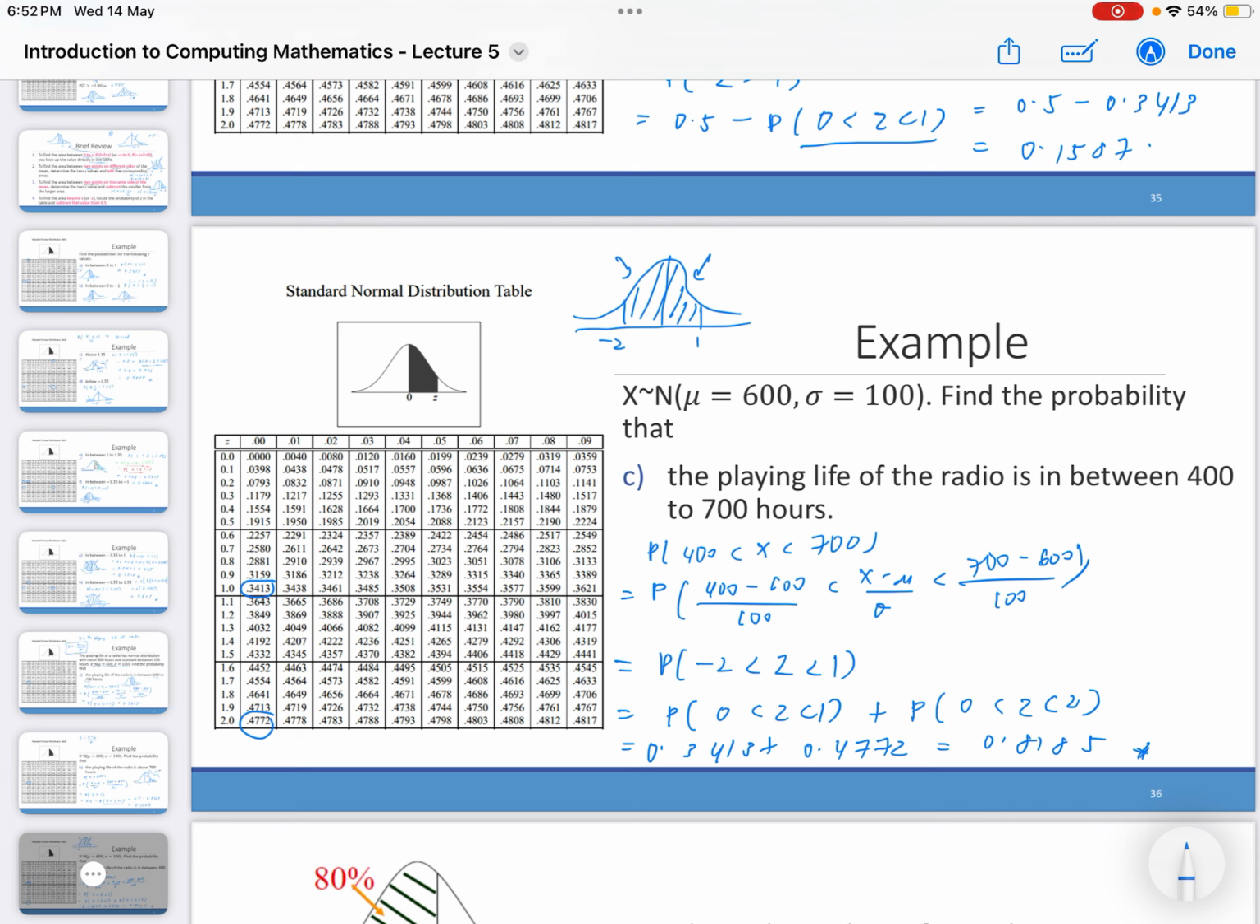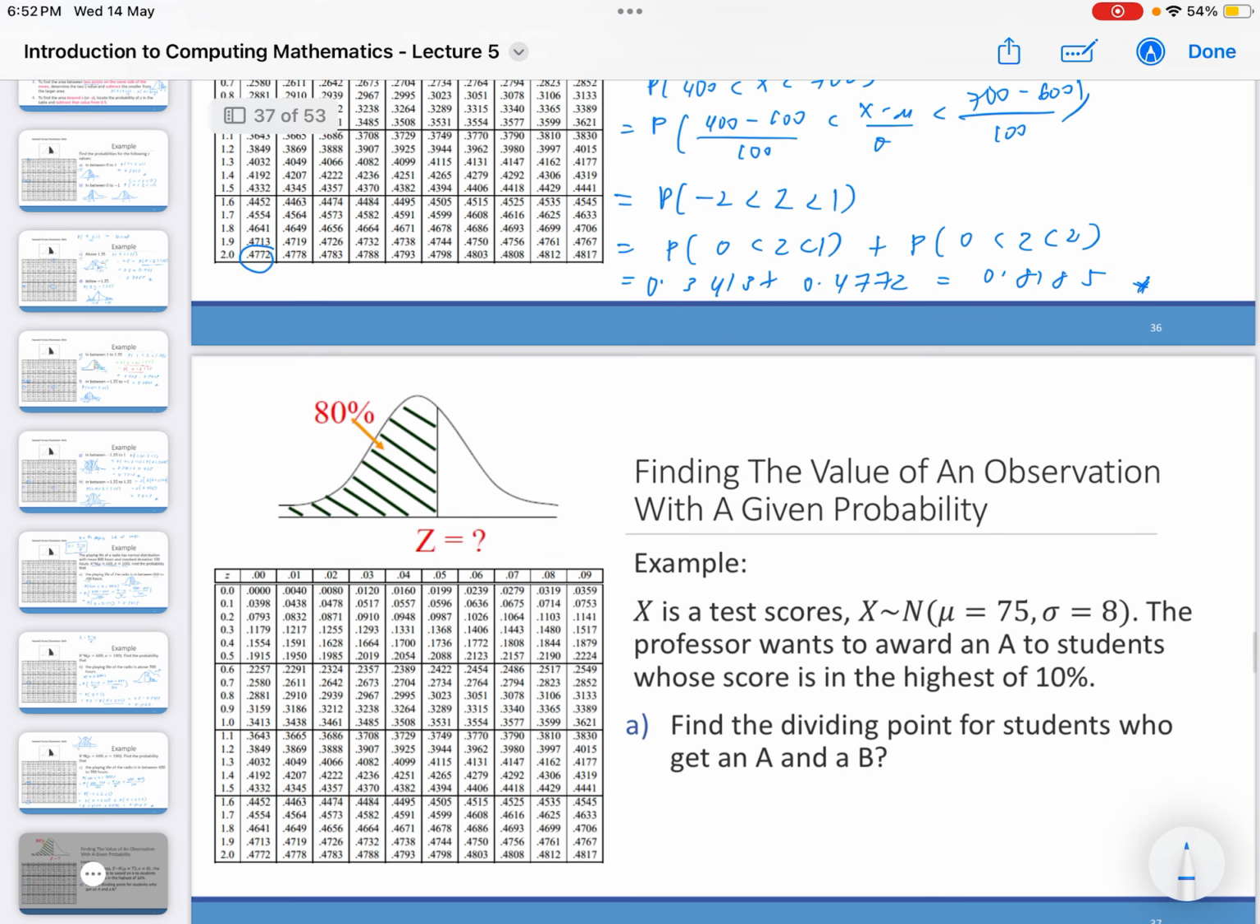So every example that I showed just now, we want to find the probability given the value of X. Okay, what if it's the other way around? We are given the probability and we need to find the value of X. So basically it's like this. Let's say the probability is 80%, and then we want to find the value of Z given that the probability is 80%. So this is like finding the value of an observation with a given probability.